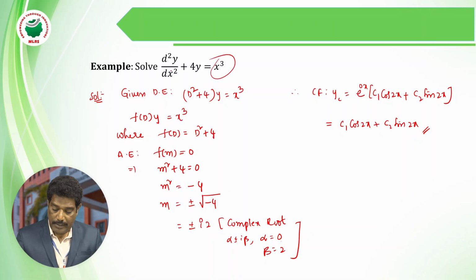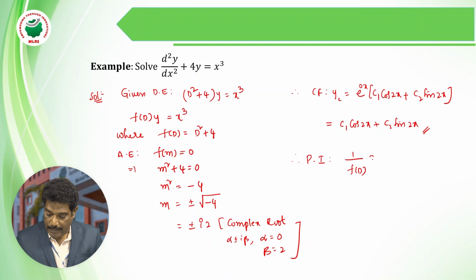X cube. That x cube belongs to type 3 model function. That is an algebraic function or polynomial function. Okay, let's start finding the PI. Therefore, PI is 1 by f of D into x cube. We know already here x cube will be a type 3 model function. That means polynomial function. For the polynomial function, what is the working rule?